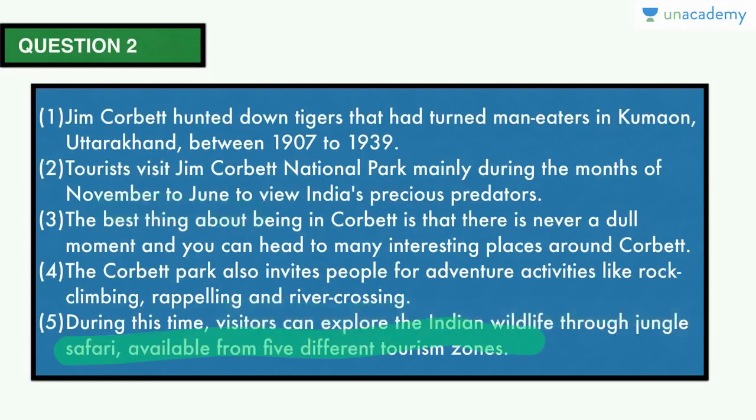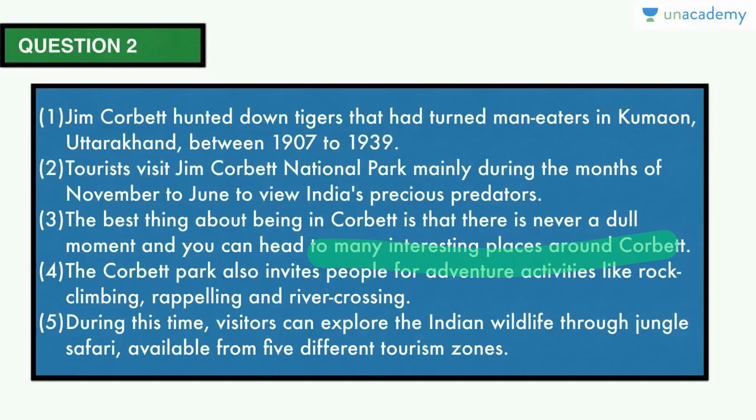Okay, so I can see that 2 and 5 have some link, that 2 will come first and then 5: tourists visit Jim Corbett National Park during the months of November to June, and during this time, they can explore Indian wildlife through jungle safari. So you can also see that sentence 4 is taking it forward, isn't it? Apart from the jungle safari, the park also invites people for activities like rock climbing, rappelling, and river crossing. Many interesting places around Corbett.